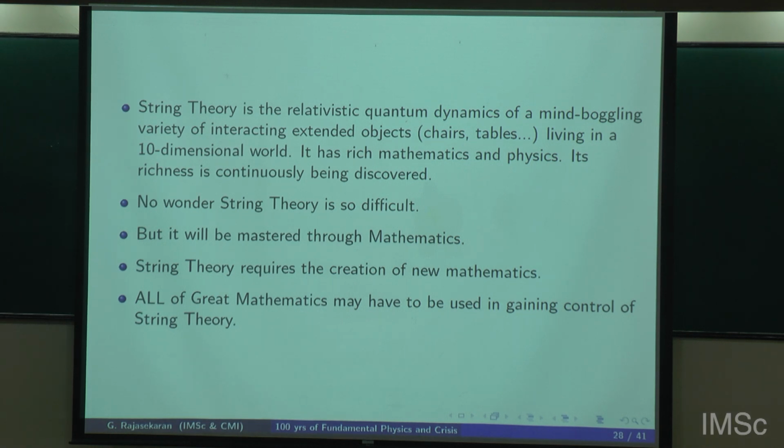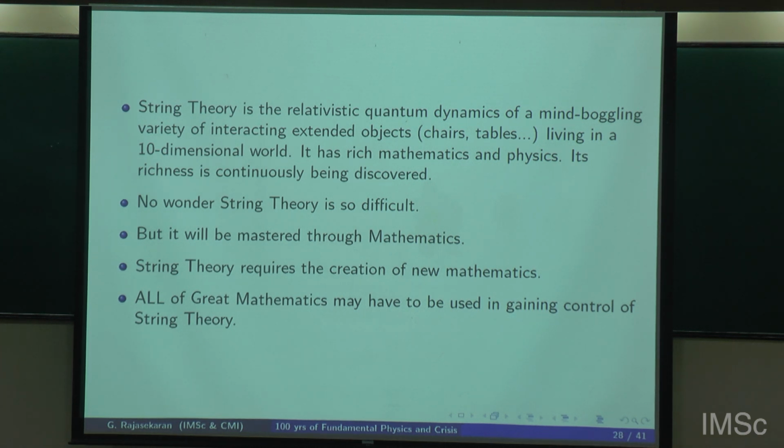So string theory is the relativistic quantum dynamics of a mind-boggling variety of interacting extended objects living in a 10-dimensional world. So obviously you can see how complicated it is, both physics-wise and mathematics-wise. It is rich mathematics and physics. Its richness is continuously being discovered. So no wonder string theory is so difficult.